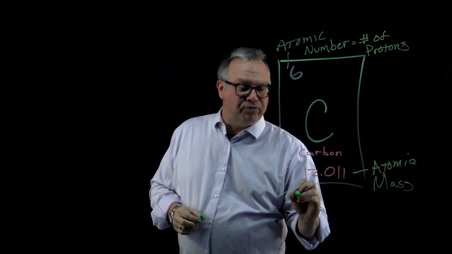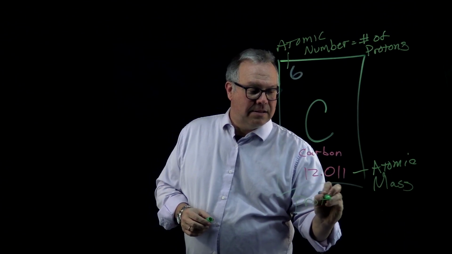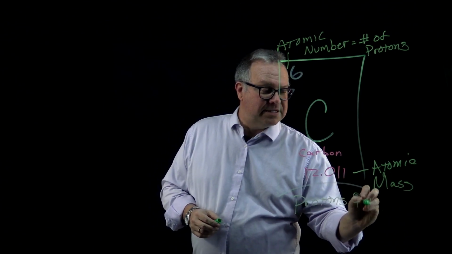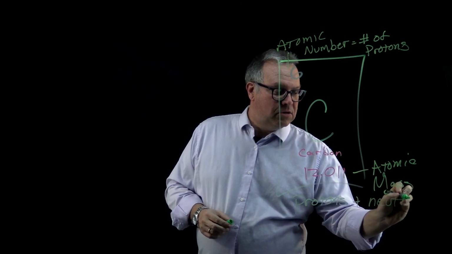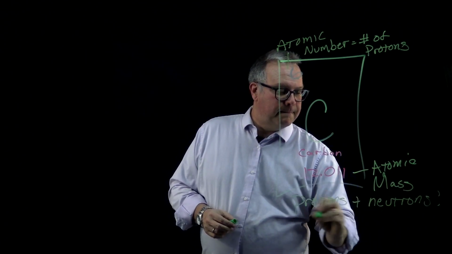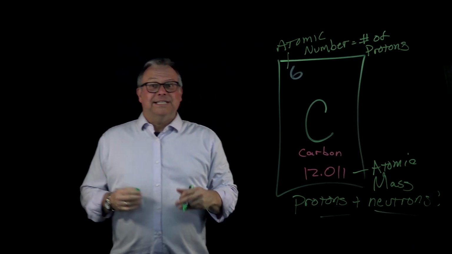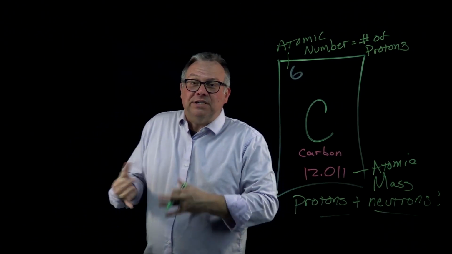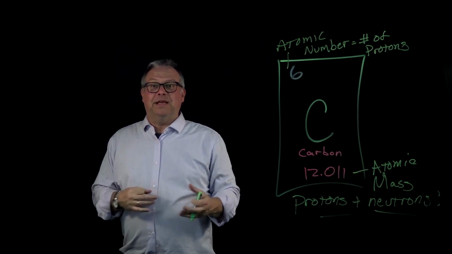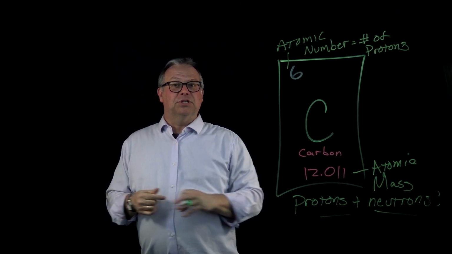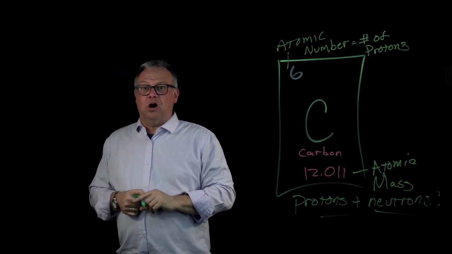And then is the number of protons plus the number of neutrons. Why is it a decimal? It is a decimal because it doesn't just represent a fixed number of things. There's not only one kind of carbon in the universe. There are 3 different versions of carbon out there.